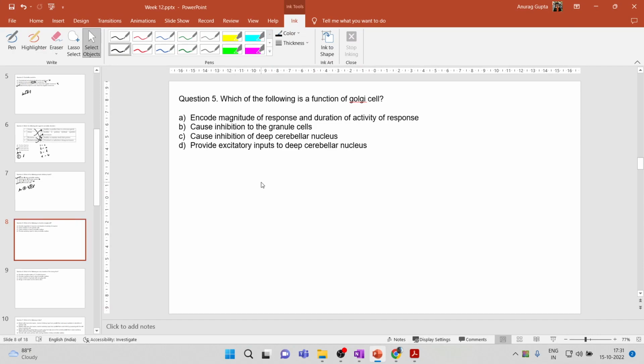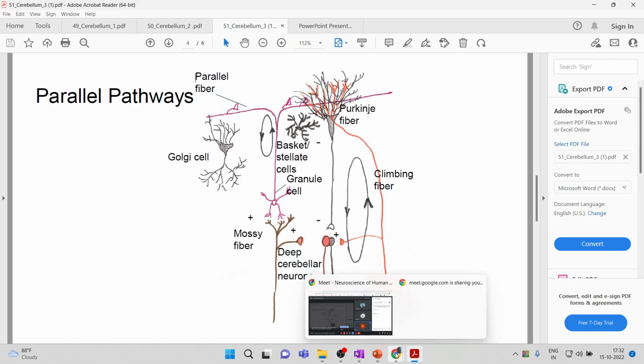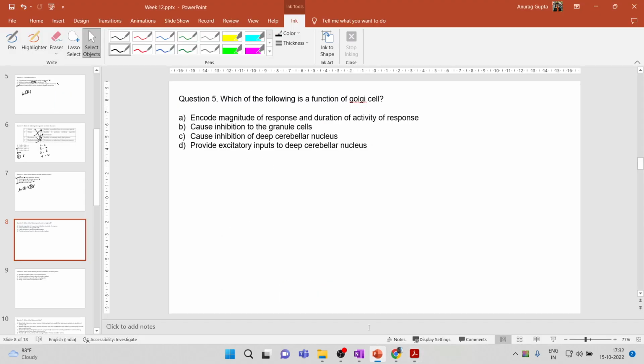Okay, so like I just mentioned, with regard to the Golgi cell, this is a Golgi cell, and it's an inhibitory interneuron. So they get excited by the mossy fibers, and then they in turn inhibit. Since they are inhibitory interneurons, they are synapsing with the granule cells, and they inhibit the granule cells. So the answer in this particular question is B, because of inhibition to the granule cells.